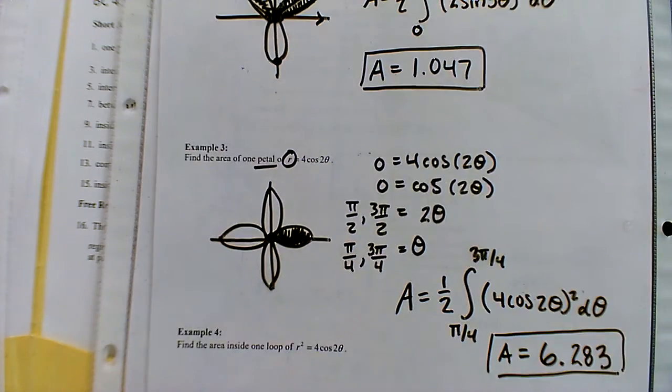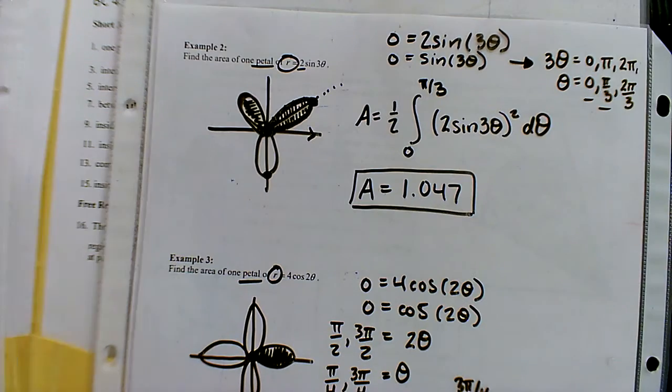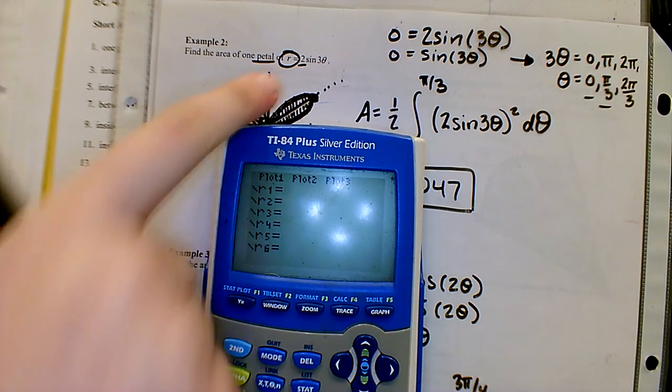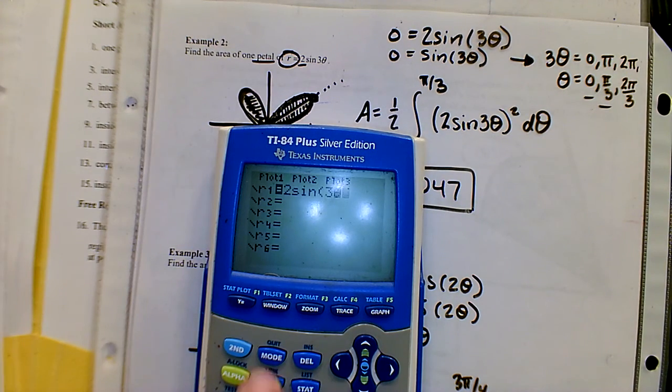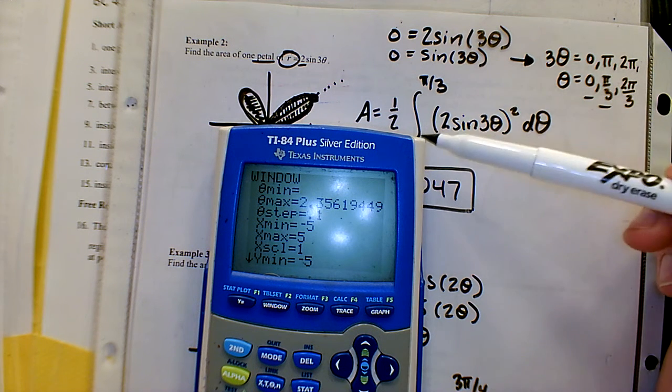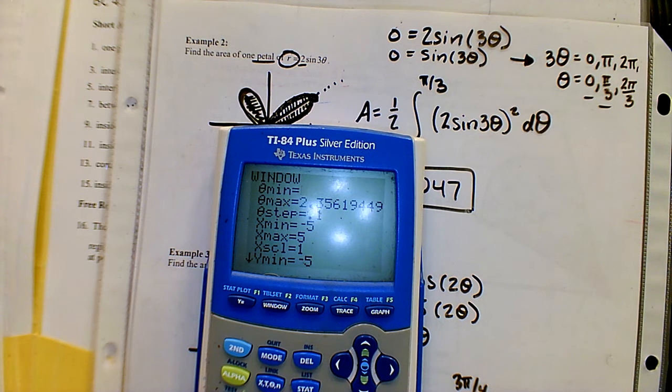Okay. If you wanted to, we could check our work. Let's go back to the top one and graph this one again. We'll type in 2 sine of 3 theta. And before we hit graph, let's go to the window button and only graph the window using the lower bound and upper bound that we found. So we'll do 0 for the min and then pi over 3 for that maximum theta. If we hit graph, it should only graph one petal because that's the lower bound and upper bound for just one petal.